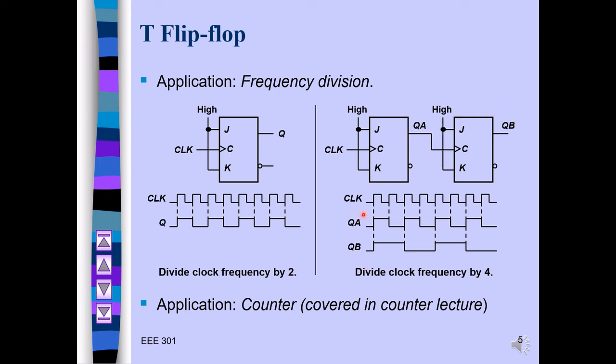If you look at here, the period becomes double here, and from QA to QB it is double again. That means 4 times. Or in terms of frequency, it's getting half and then 1/4, which is also called divide clock frequency by 4. Anyway, we'll use this kind of arrangement in the counter lecture.